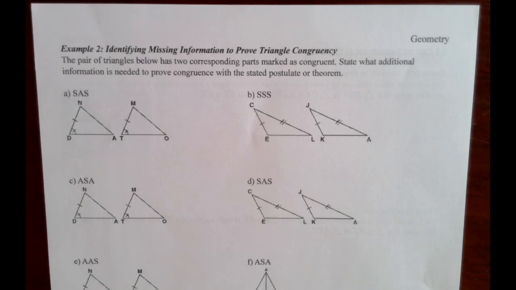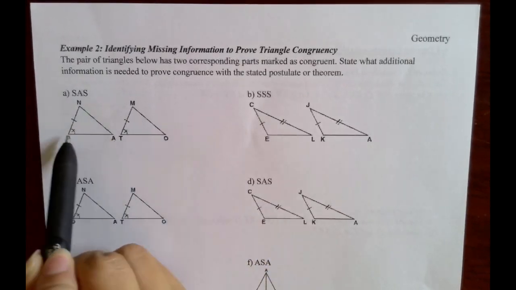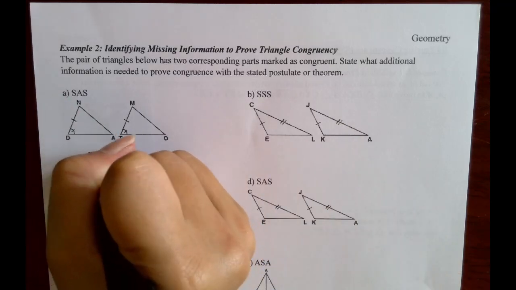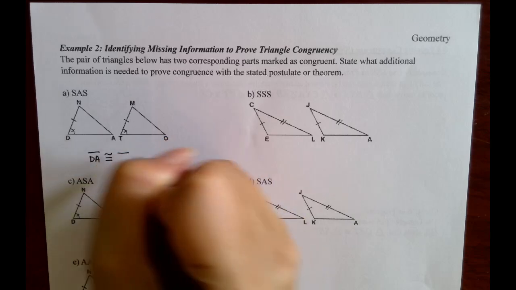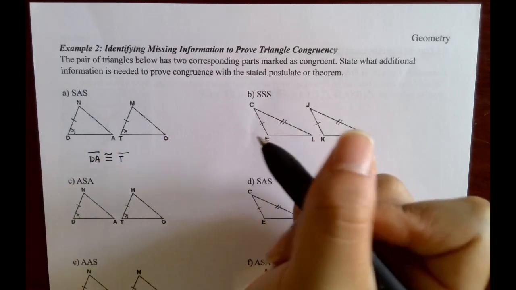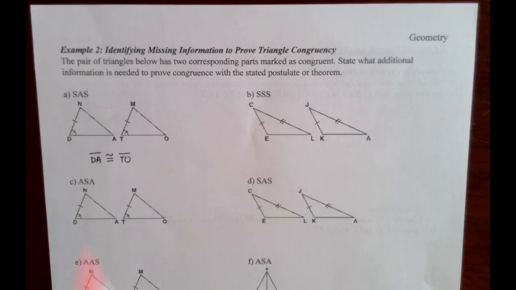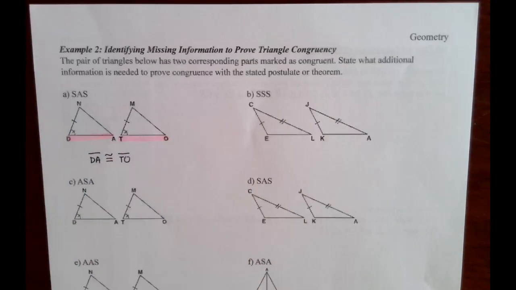Okay. So this first one here is side, angle, side. So I have side, angle, side, angle. So the thing I'm missing is this last side here. So I am missing the part that tells me that DA is congruent to TO. And that is what I am missing. Okay. Because once I have that, I have my side, angle, side.